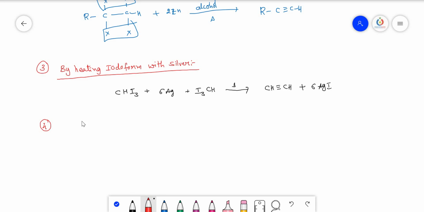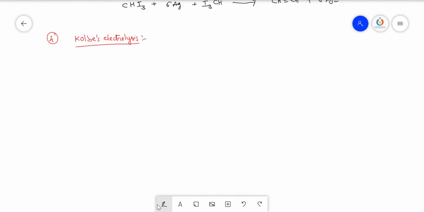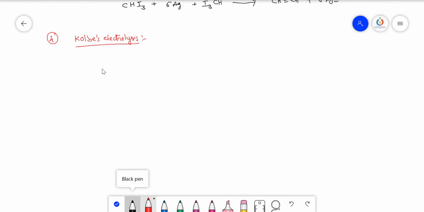And step 4 is electrolysis, again Kolbe's electrolysis. So in the Kolbe electrolysis, we will take potassium fumarate: CH, COOK, double bond CH, COOK.